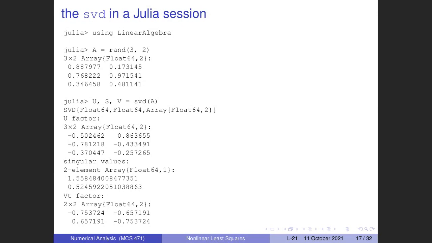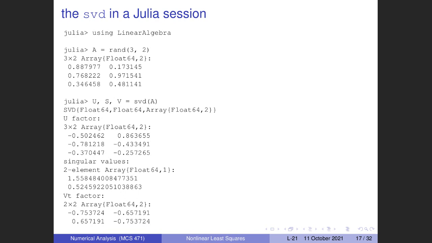We generate a small 3x2 matrix, and then we compute the SVD, the singular value decomposition, via the SVD command. With a 3x2 matrix, everything fits on one slide. So we see the singular values. We see the U factor and the V factor.